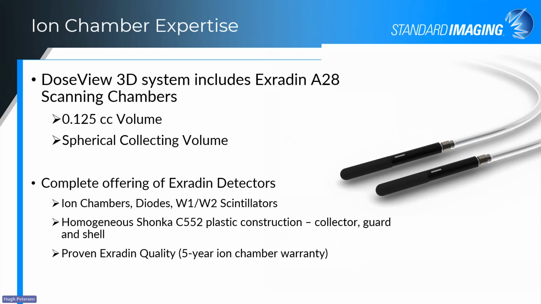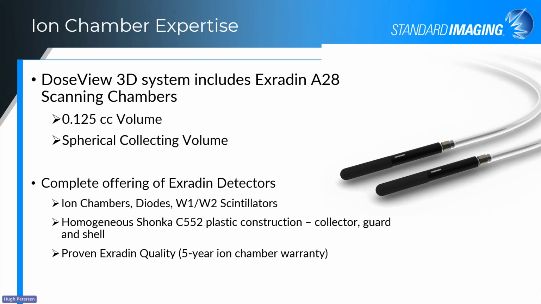The system is a turnkey system, so it does include not only all the alignment jigs and chamber holders, we do also include two of our X-ray and A28 scanning chambers. Those are 0.125 cc in volume and have a spherical collecting volume, which is nice. So there's no offsets or things like that when you're scanning in the X or Y direction. Because it's spherical, it gives you equal measurements in both directions.